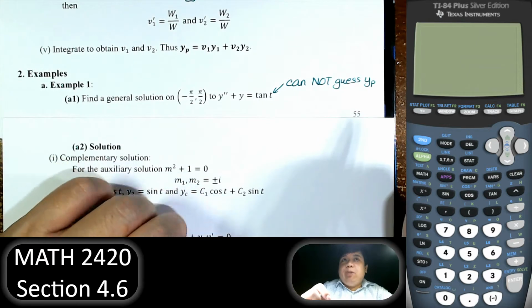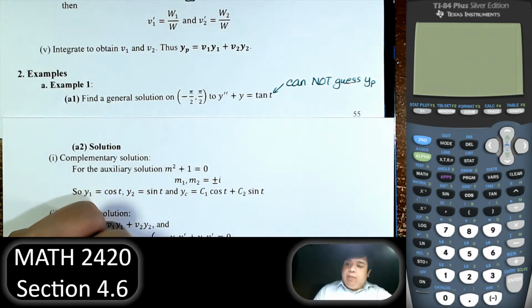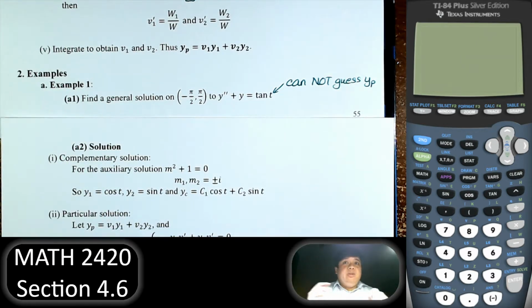We cannot guess for a particular solution, so there must be a different way. By the way, what I do here might be different than what we have in the book. If you read the textbook, I think that is rather confusing.